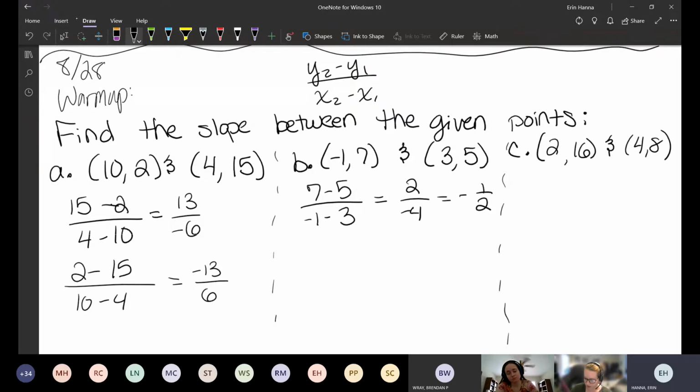And then the last one, 16 minus 8, personal preference, 2 minus 4. You would get 8 over negative 2. So 4. Why does that sound wrong to me? No, that's right. Okay, so negative 4 in either case.